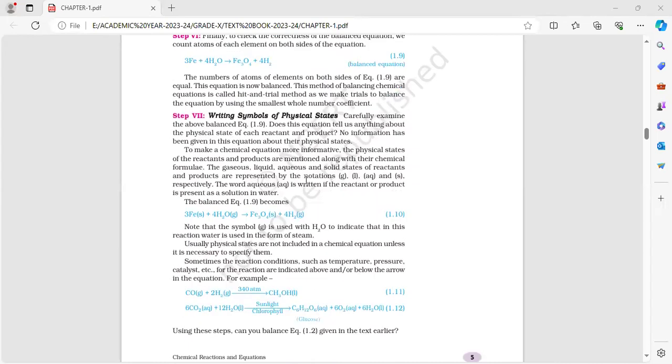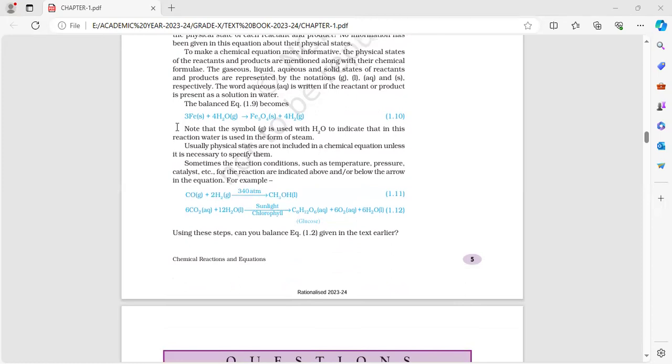After that, how to balance. If it is not balanced, it is called a skeletal equation. After balancing, we need to write the physical states also, using G, L, AQ, S, and so on.